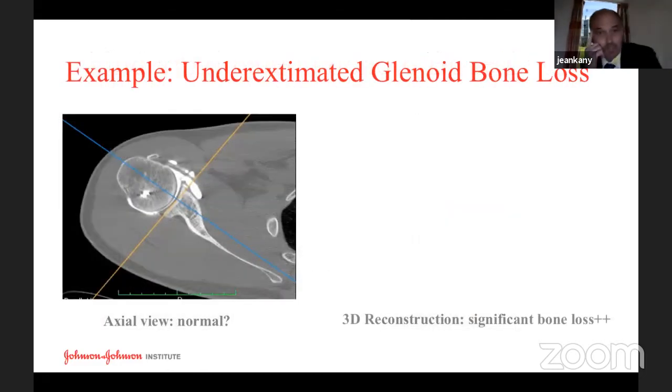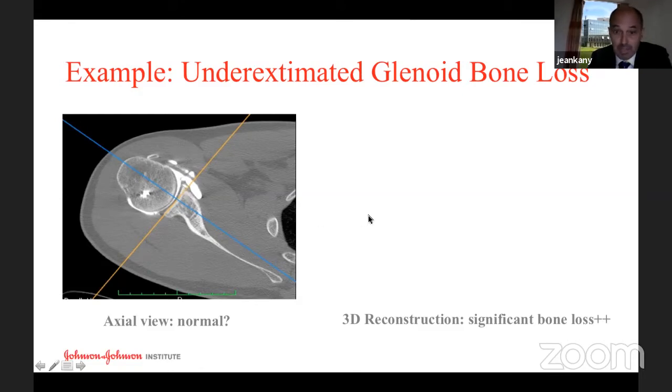Take a look at this example. It's a CT scan, just an axial slice. You can imagine that it's a very small lesion because there is a small Bankart lesion. It was a failure after a bipolar fixation. And you can see there is a very small bone lesion.